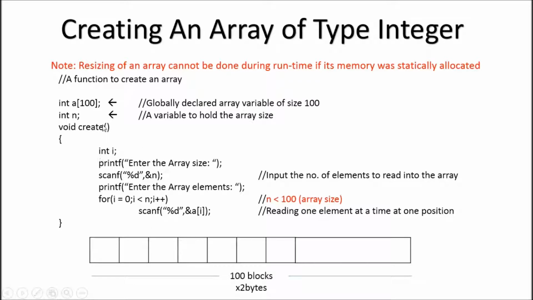So after this is done, when int a of 100 is executed, the computer allocates 100 blocks of memory with 2 bytes each. So here we can see this is how the array will be, and every position in the array will be initialized to 0 at first. It also depends on the compiler how positions are initialized. Some compilers initialize the positions with a junk value. So if you're using the Turbo C compiler, then every position of the array will be initialized to 0 before assigning the values to them. And this is basically our create function.